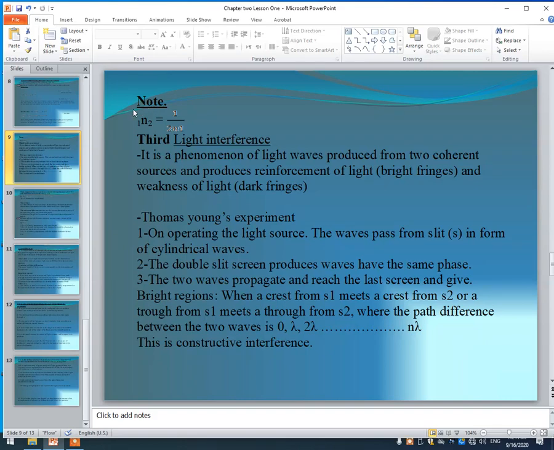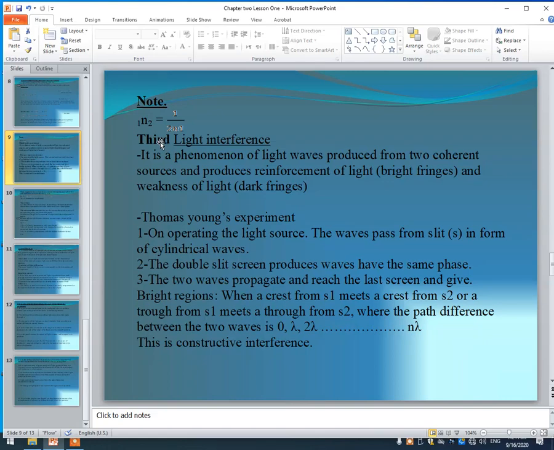Here note, of course, n12 equals n2 over n1 and n21 equals n1 over n2, both reciprocal to each other. So n12 equals 1 over n21.